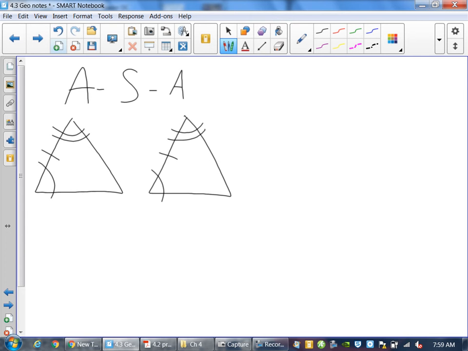Can we have angle, side, side? There is no ass in math.